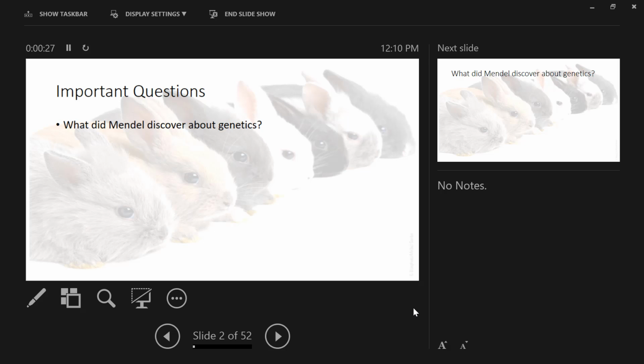So this is the idea of blended inheritance. I don't know if you got a really good sense of what that was. So the idea was that every cell in your body leaks particles. They called these gemmules. So every cell in your body leaks gemmules, and those gemmules go and concentrate in your gonads and then get deposited into your gametes.